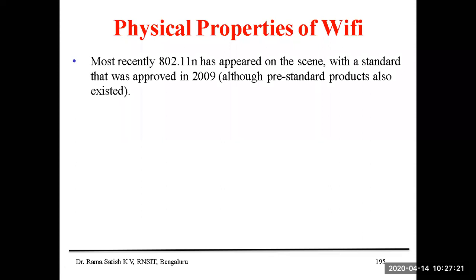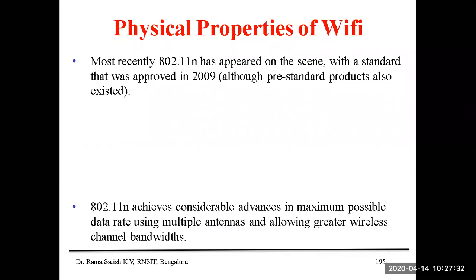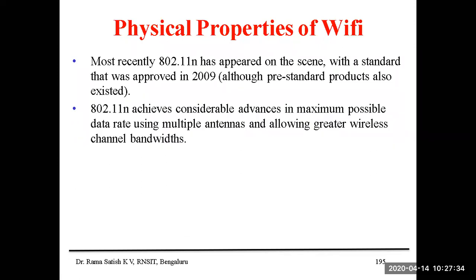And further, 802.11n, which was released in 2009, is treated as the latest. And today we have 802.11ac also. 802.11n achieves considerable advancement in the maximum possible data rate using multiple antennas and allowing greater wireless channel bandwidths.